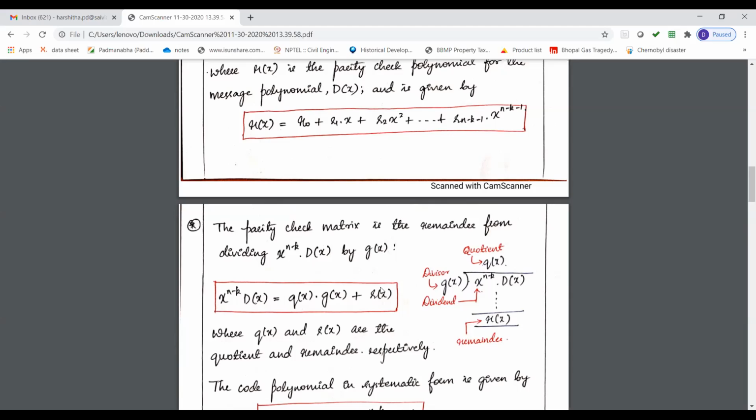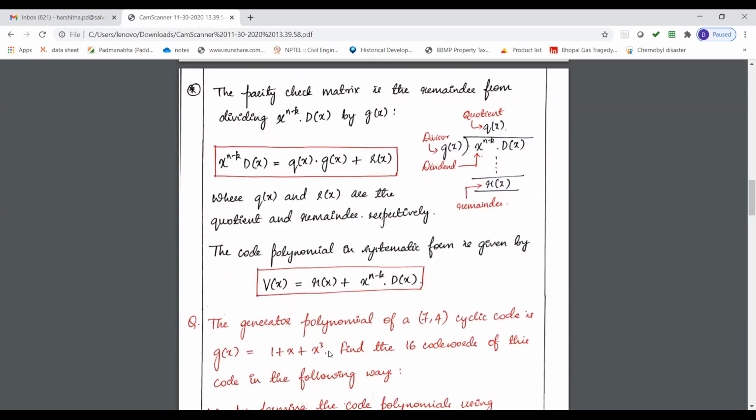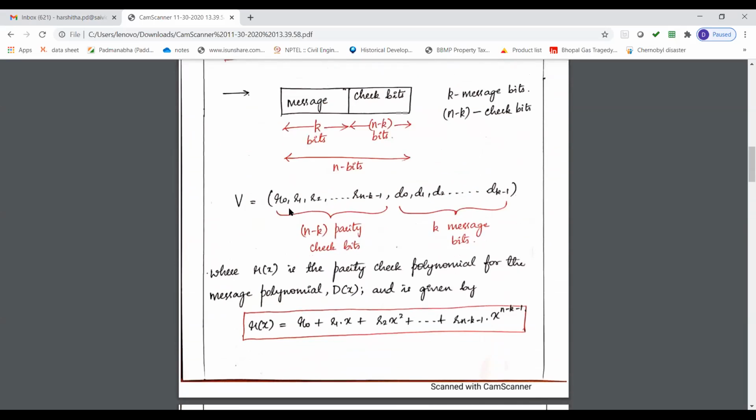So we'll write that equation and highlight it. You will have to remember this equation. So this q of x is nothing but the quotient and this r of x is nothing but the remainder, and g of x is the generator polynomial, which is the divisor, and this x to the power of n minus k into d of x is the shifted message. Okay, and this v is nothing but the code vector.